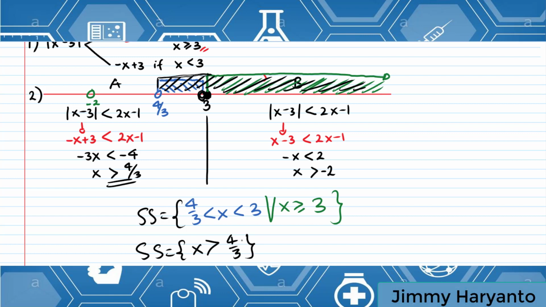Oh, sir, this is so confusing. Yes, I know. This is the hardest part of this chapter. But don't worry. Let's look at example 2.